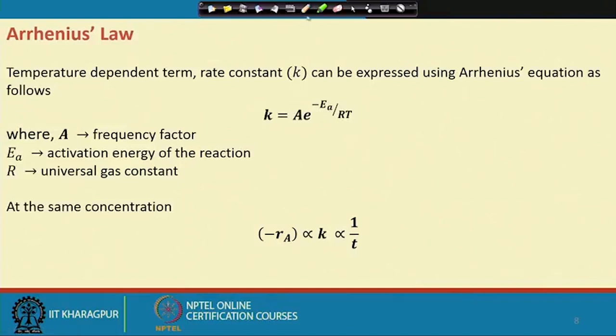Now, this is the Arrhenius equation I told you. The rate of reaction is directly proportional to k. Since k varies inversely with temperature, through 1 by T, the rate of reaction is likewise related to temperature in this way.